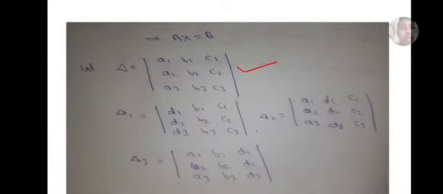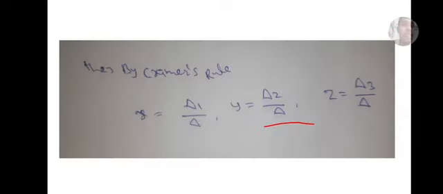So first write the equations in the coefficient matrix, variable matrix, and constant matrix. Then delta, the determinant of the coefficient matrix. Next, delta 1, replace the first column by the constant matrix, that is the determinant of that matrix. Delta 2 means replace the second column by the constant matrix, determinant of this matrix. And delta 3 means replace the third column by the constant matrix. Find these values and substitute: x equal to delta 1 by delta, y equal to delta 2 by delta, z equal to delta 3 by delta.